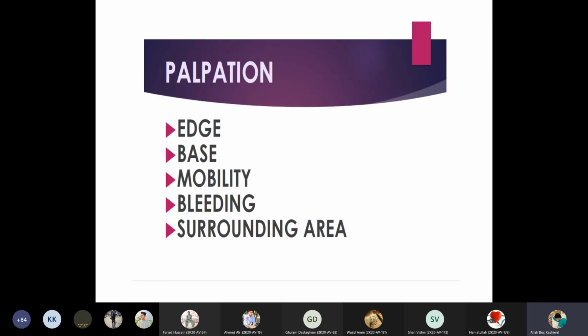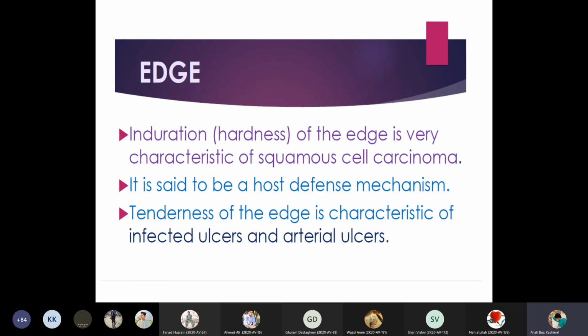So on palpation, we have to see the edge, base, mobility, bleeding, surrounding area. Edge induration, meaning hardness of the edge, is very characteristic of squamous cell carcinoma. It is said to be a host defense mechanism. Tenderness of the edge is characteristic of infected ulcers and arterial ulcers.